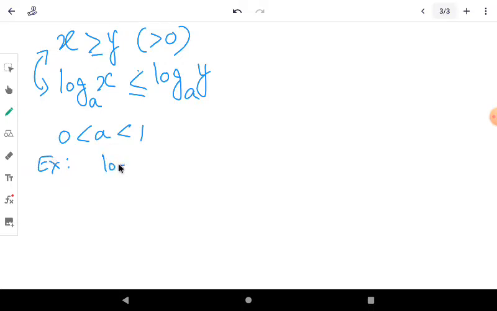For example, log 4 greater than 1 by 2 is greater than log x greater than 1 by 2. The question is, what is x? Find x.